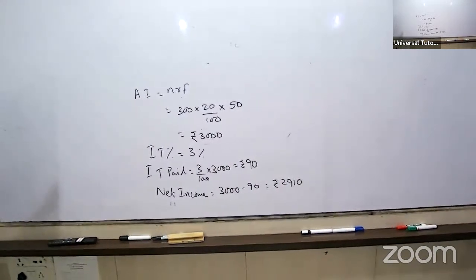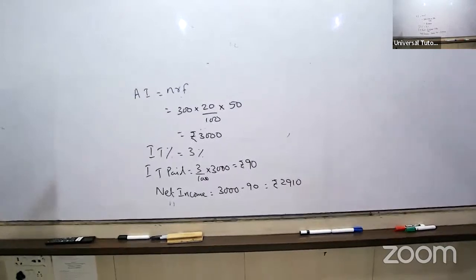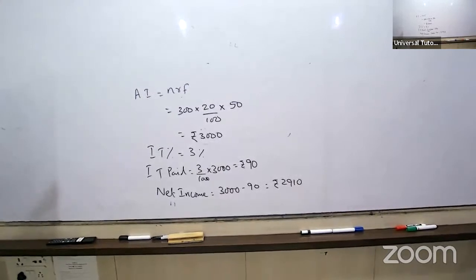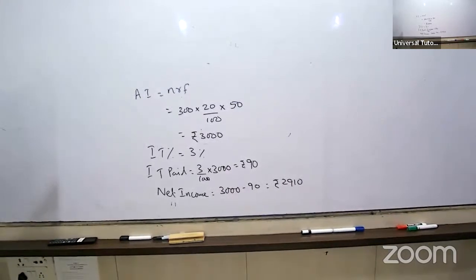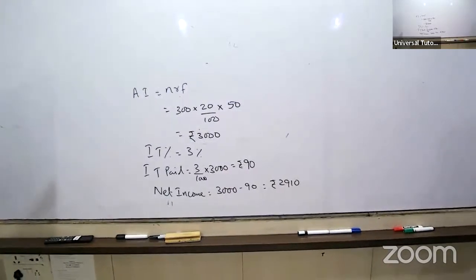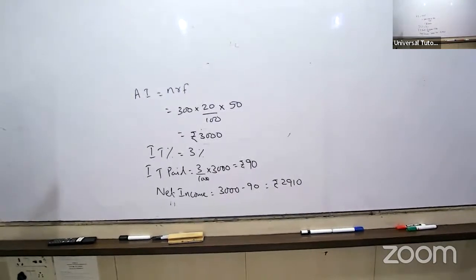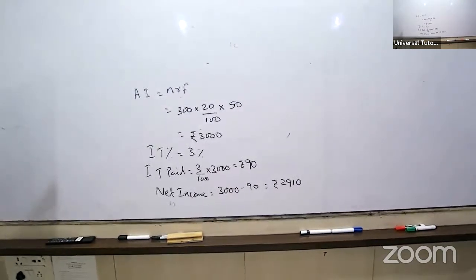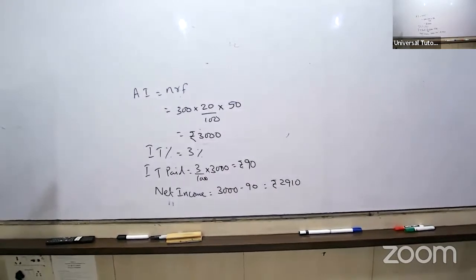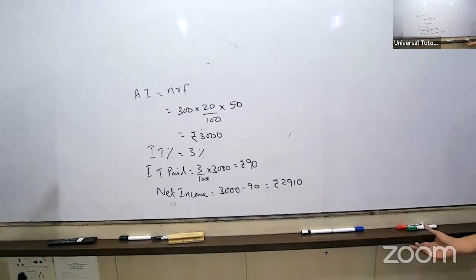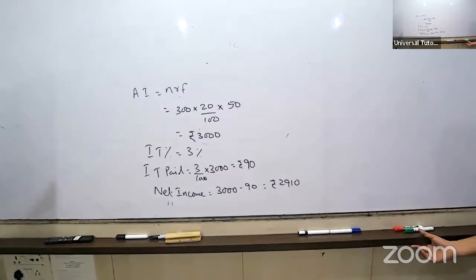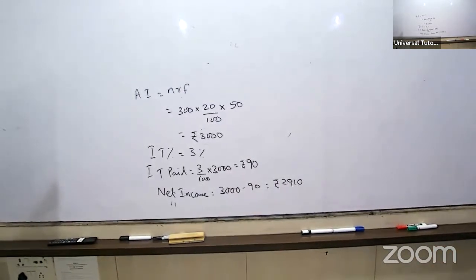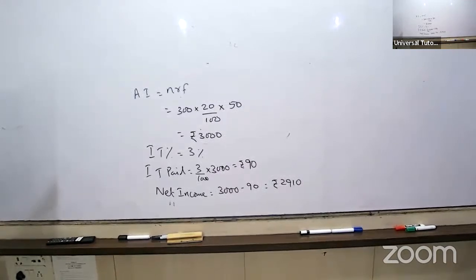What is 8,800? Sum invested, then valuation of the company. What is this 100? Face value. What is this 10%? Premium percent, rate of premium. That means what is the market value? Market value is 100 plus 10% of 100, which is 110. The 10% premium is added to the face value.